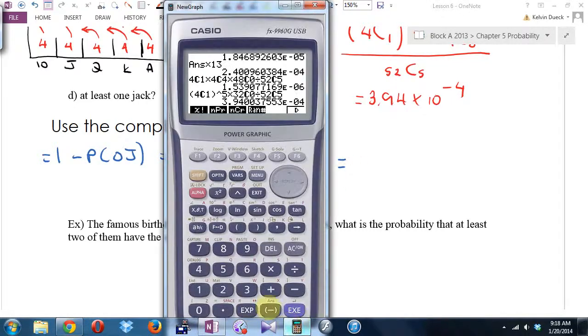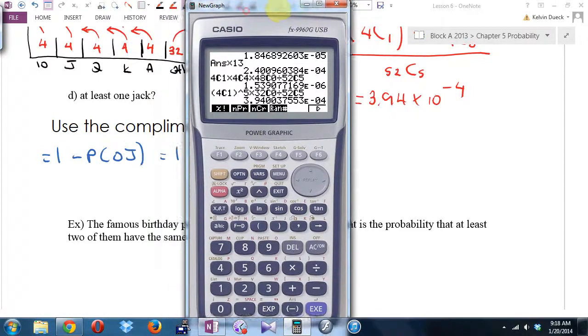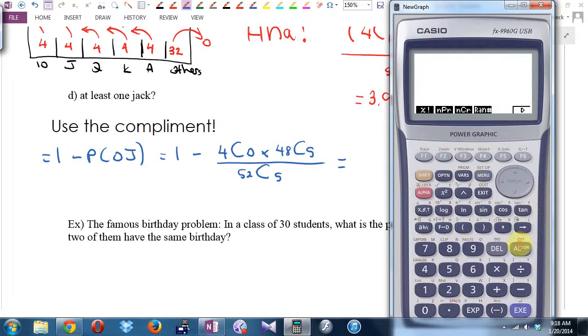It's going to be 1 minus 4 choose 0, and 48 choose 5, divided by 52 choose 5. By the way, is it likely that if you pick 5 cards, at least one of them will be a jack? Fairly. So I'm not expecting a 10 to the negative 6, or even a 10 to the negative 5. Oh, a 34% chance that if you're picking 5 cards, at least one of them's a jack. 0.3412.